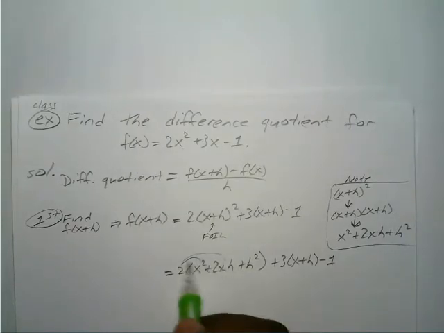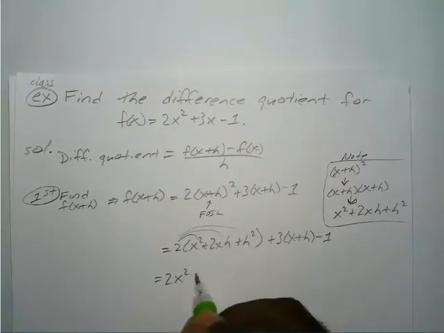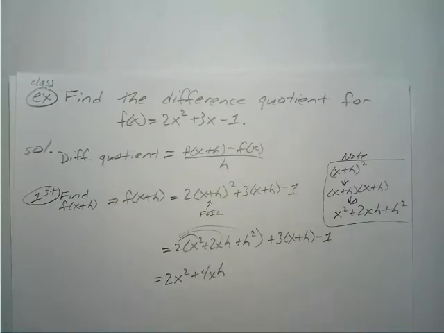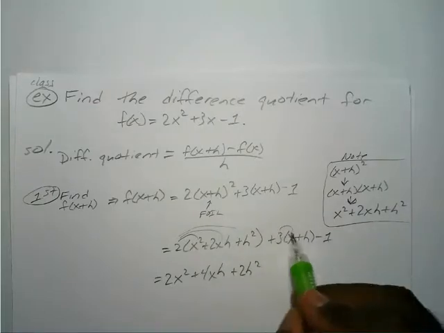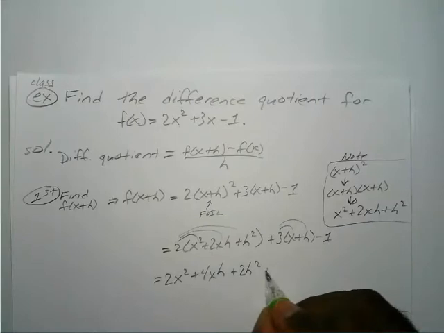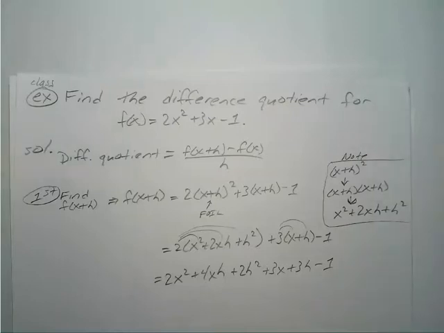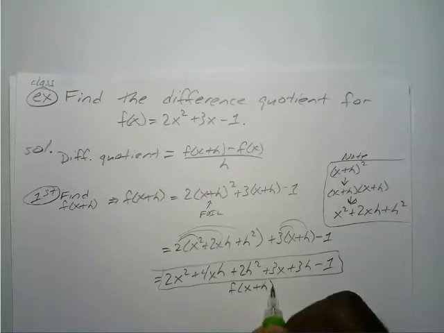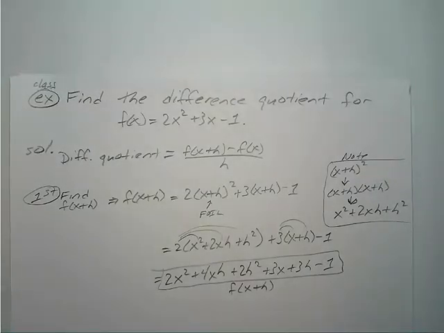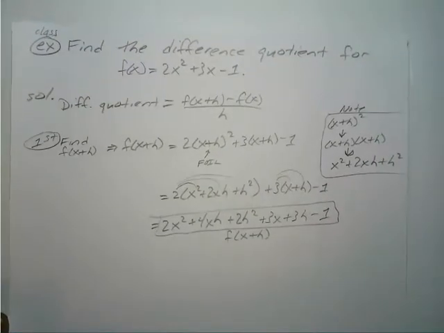So if we go ahead and distribute that 2 to all of those terms, you have 2x squared plus 4xh plus 2h squared. And if we distribute that 3, plus 3x plus 3h minus 1. And that will give you your f of x plus h. Alright, so it can get a little bit lengthy, but try to take your time and don't make any errors. You should be okay. Or at least try to not make any errors. Sometimes they happen.